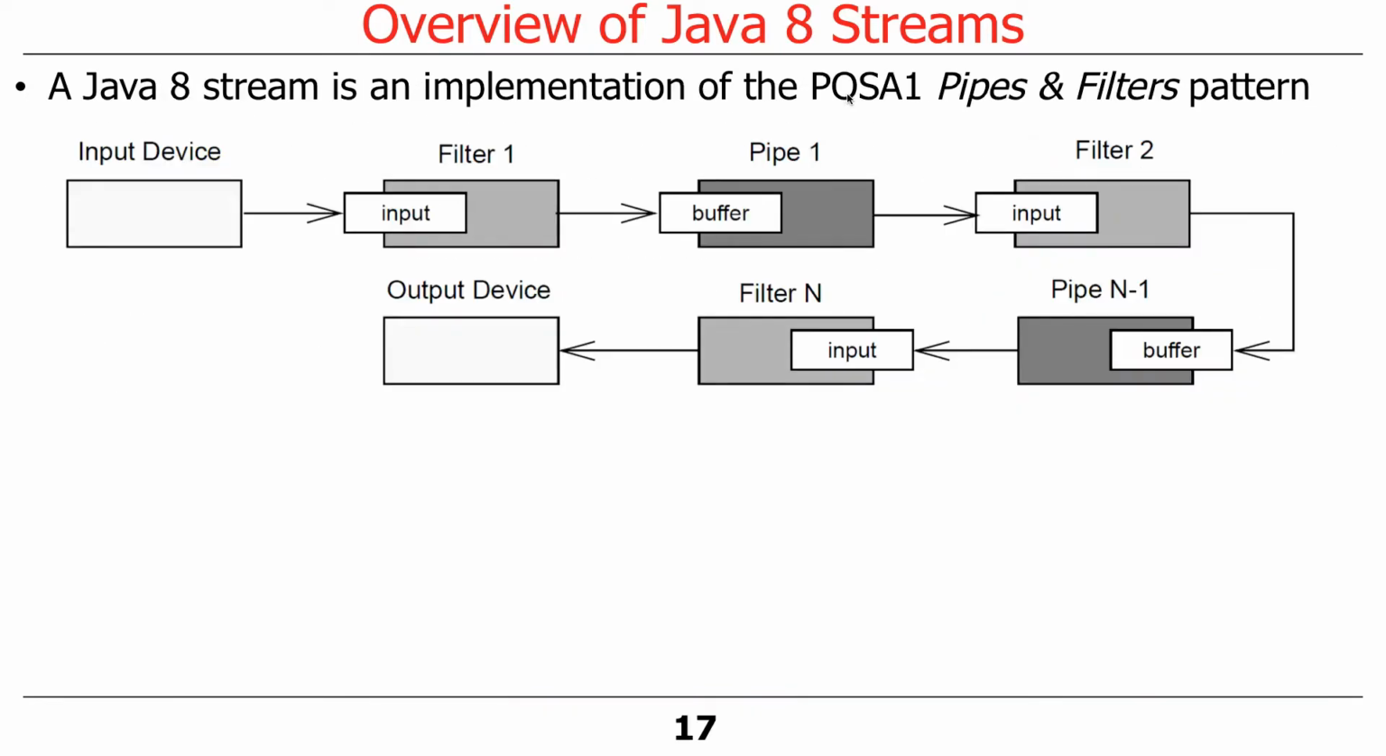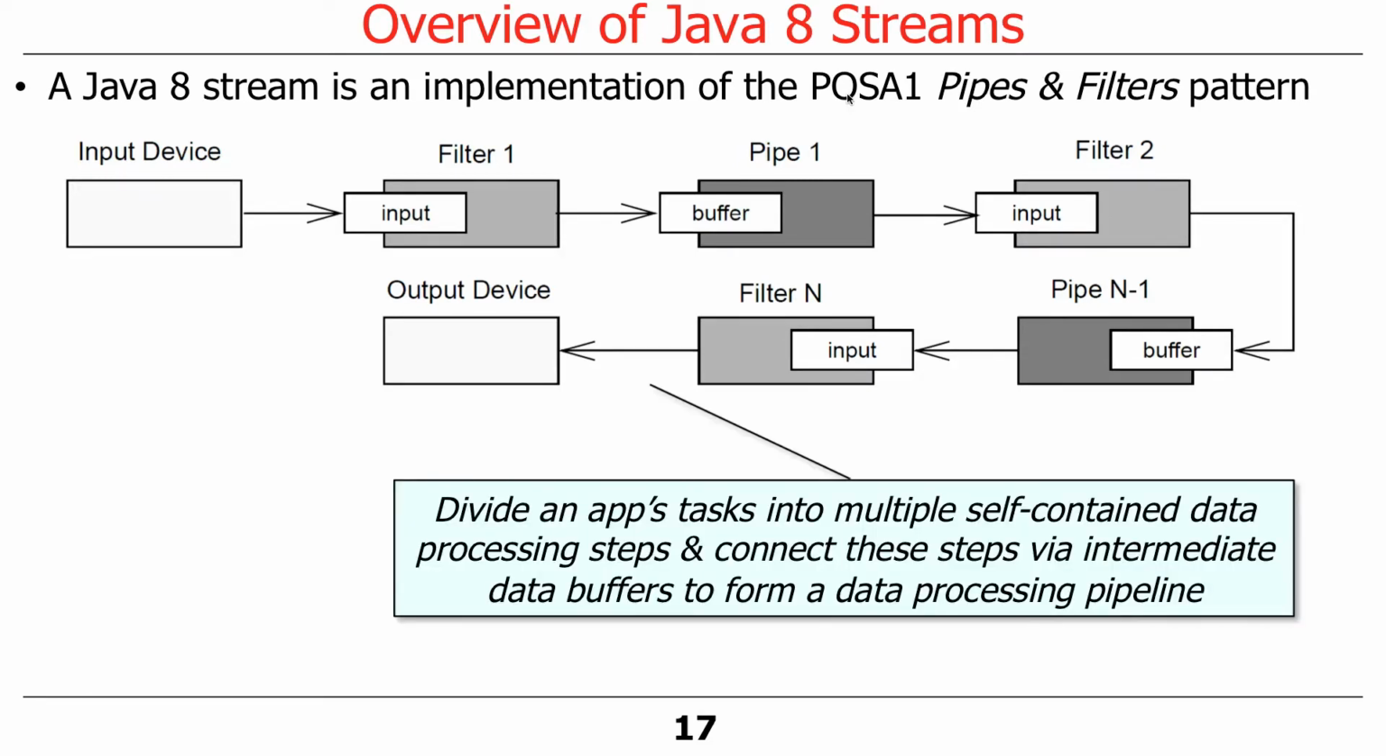It turns out that Java 8 streams are basically the implementation of a classic pattern called pipes and filters, where you connect an input device with some kind of output device through a series of filters that transform the flow of data that goes through the pipes. This pattern basically divides an app's task into multiple self-contained data processing steps, which are the filters, and connects these steps together via intermediate data buffers to form the data processing pipeline.